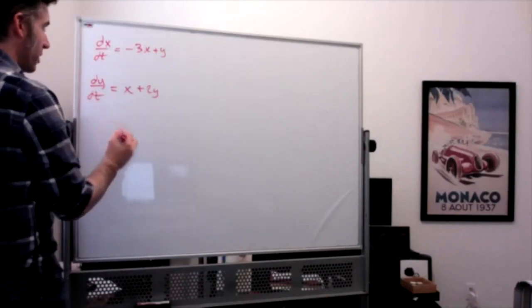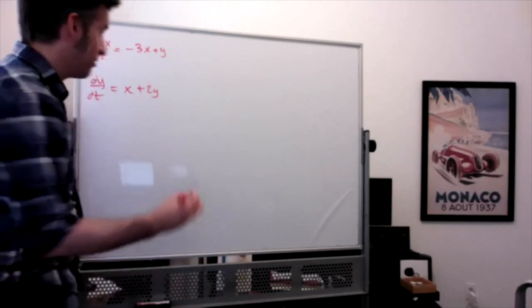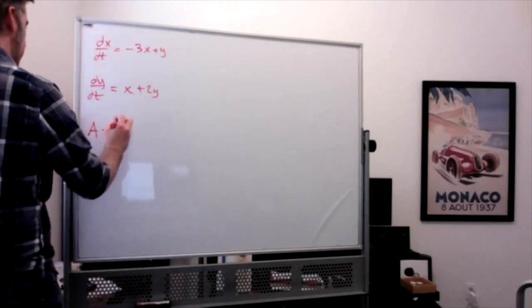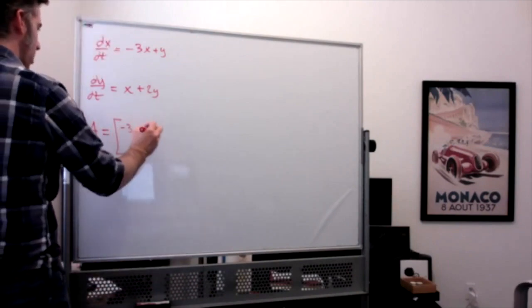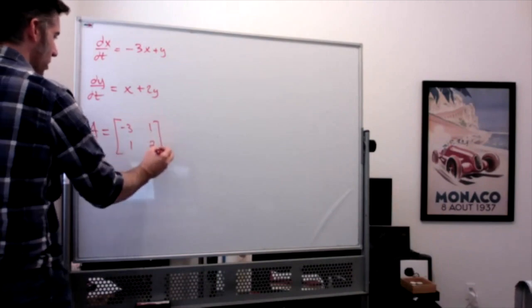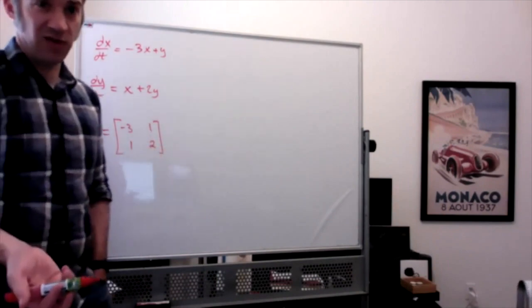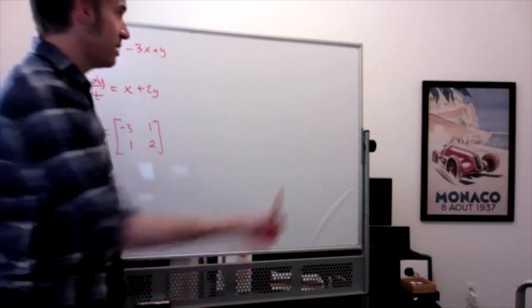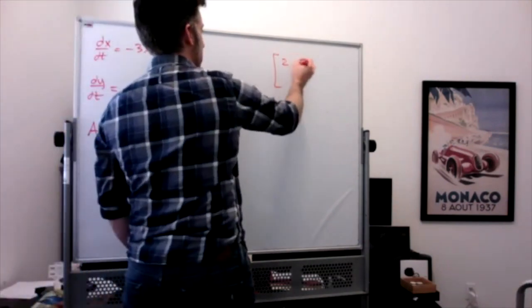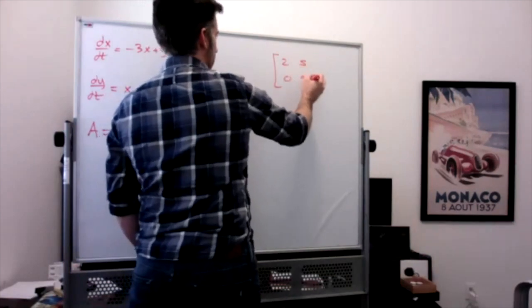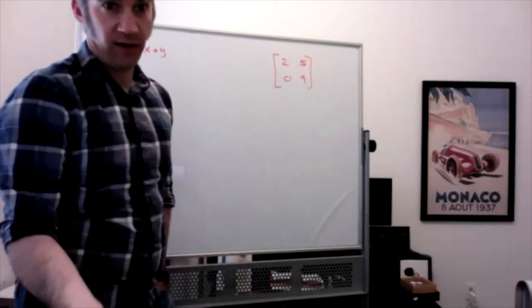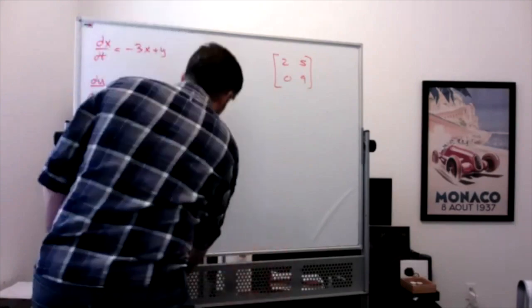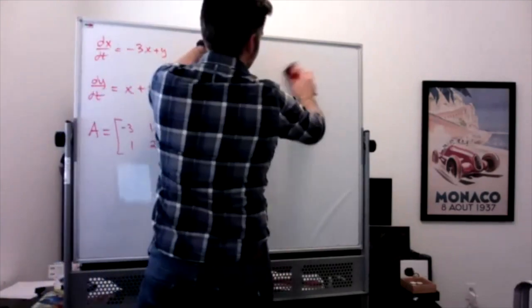So let's see here. I'm going to use the trace determinant method. So our matrix A is negative 3, 1, 1, 2. Someone asked me, how do I know when I should use the trace determinant method? And my answer is, I almost always use it unless it's super easy. Like if my matrix is 2, 5, 0, 9, then you automatically know the eigenvalues are 2 and 9.